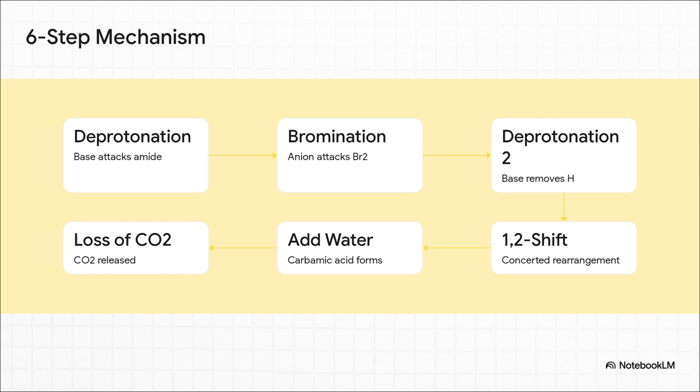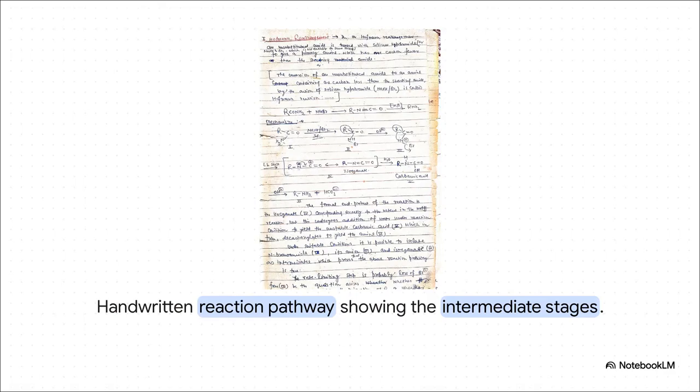Step 4 is the grand rearrangement itself, the 1-2 shift. Step 5 brings water into the mix to form a carbamic acid. And finally, step 6, the carbamic acid breaks down, releasing carbon dioxide gas and leaving us with our shortened primary amine. Tracing this classical reaction pathway, you can literally follow that missing carbon right up to the very end.